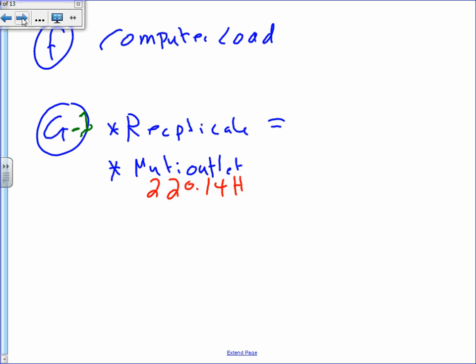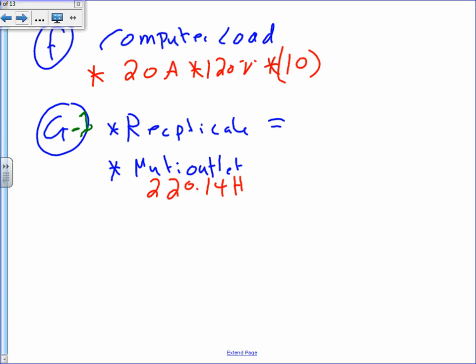F is computer load. Here's what F does. I have 20 amp multiplied by 120 volts multiplied by 10 of them, because there are 10 of them. These are computer loads. What's a computer load? Servers, like these. Servers plugged in at all times, crunching numbers.